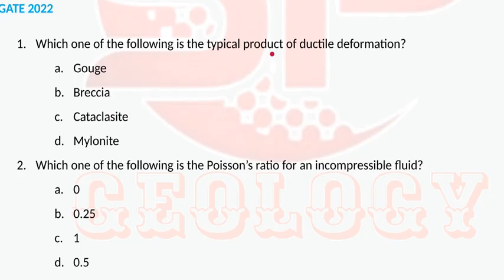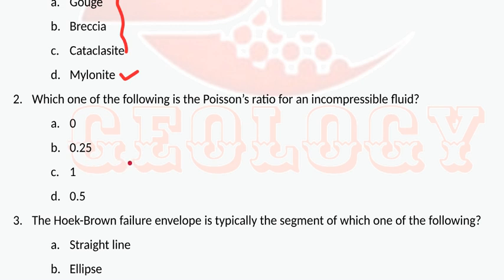Which one of the following is a typical product of ductile deformation? So these are all breccia, cataclasite. These are formed in brittle deformation. Mylonite is indicating ductile deformation. They are found in shear zones. These are shear zone rocks. The Poisson ratio of an incompressible liquid will be 0.5.